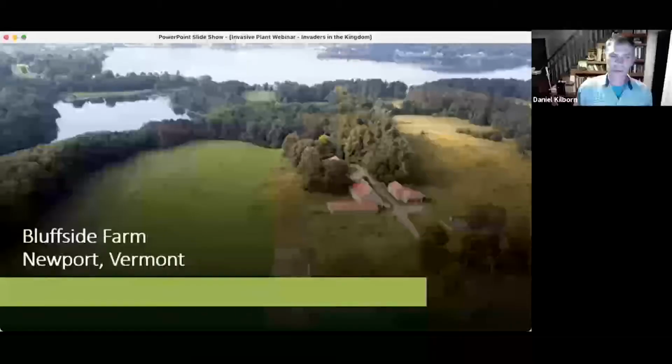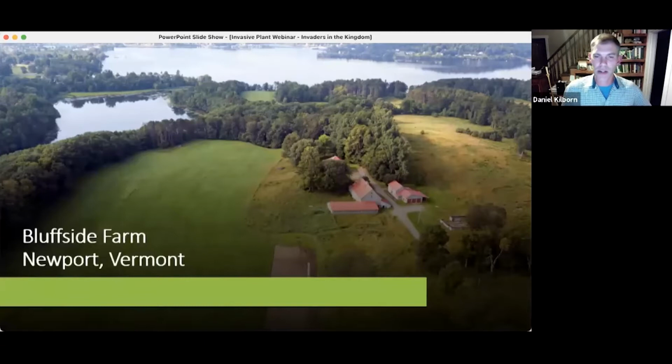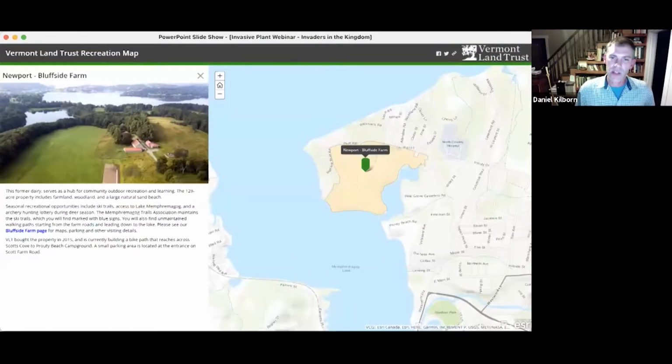So Bluffside, our location for the night, up in Newport, Vermont. VLT has owned this farm since the fall of 2015. We've been working with the community to maintain the farm for its agricultural uses, its ecological assets, and enhanced recreational opportunities. It's about 130 acres, mix of farmland and forest and shoreline, sitting right there on the shores of Lake Memphremagog. But let's start with some basics.